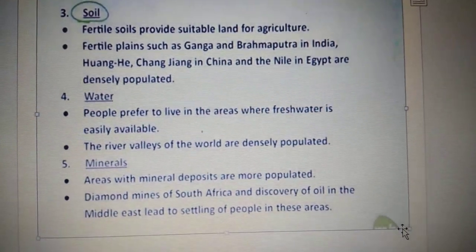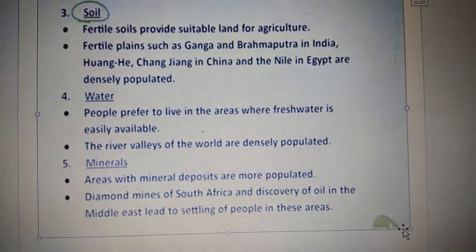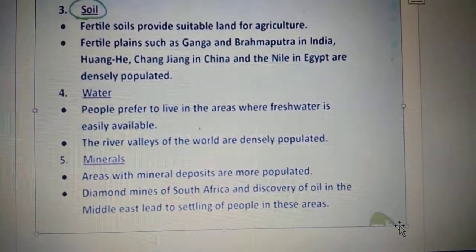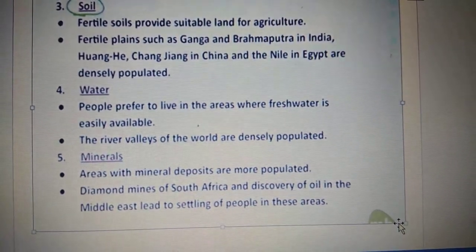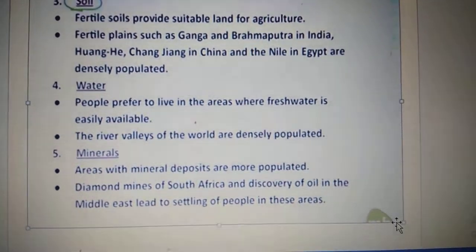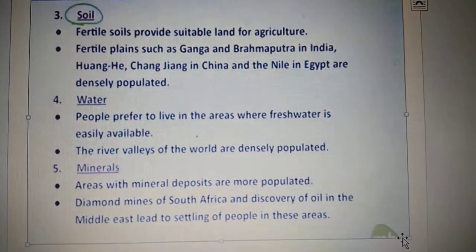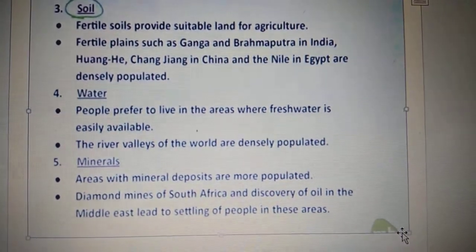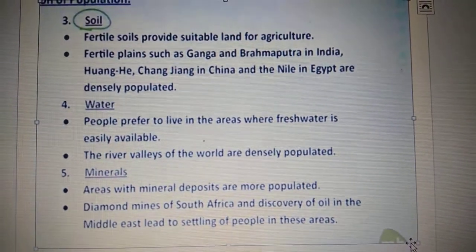Next we go to water, and we see people always prefer to live in areas where fresh water is available, and the river valleys of the world are densely populated, while the deserts have a very small population, because the availability of water is less. Then another geographical factor is minerals.